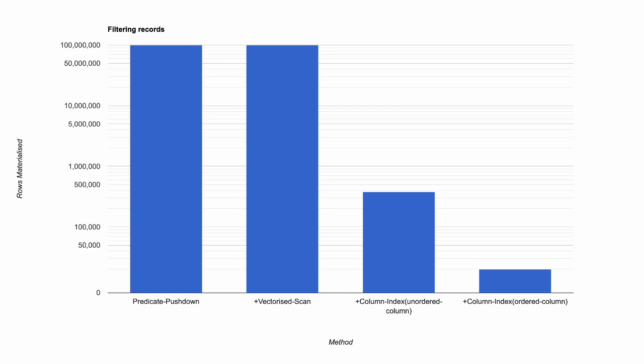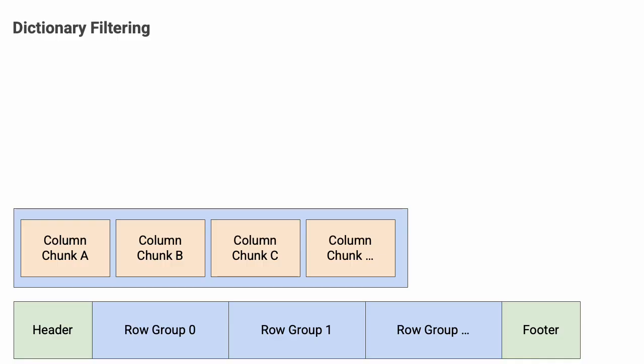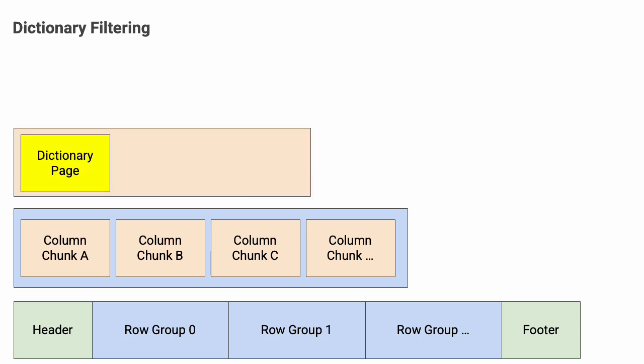One more thing with optimization which is available by default happens to be dictionary filtering. So what happens is, as you remember, this is how the layout of a row group looks like. A row group is made of column chunks, and inside each column chunk, if the column is dictionary encoded, the first page is the dictionary page followed by multiple data pages. In our situation, country was dictionary encoded because the cardinality of that country column was low, the number of unique values were low.